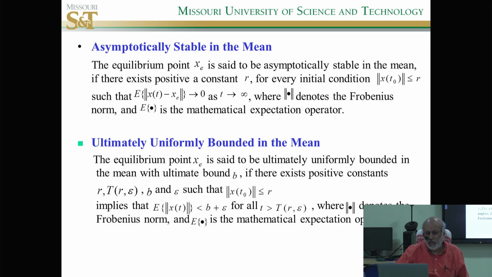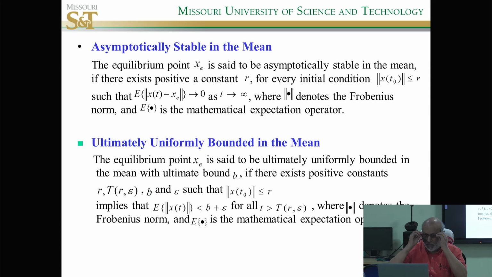I'll just give you a revisit of the definition. An equilibrium point is said to be asymptotically stable in the mean if there exists a positive constant r such that for every initial condition, you pick x of t naught less than r, E of the norm of x of t minus x e goes to 0 as t tends to infinity, where the norm denotes the Frobenius norm, and this expectation is a mathematical expectation. So that's how you define asymptotically stable in the mean or asymptotically stable in the mean square. People use either the mean or mean square in the stochastic domain.